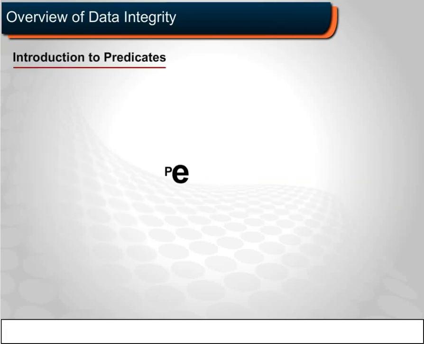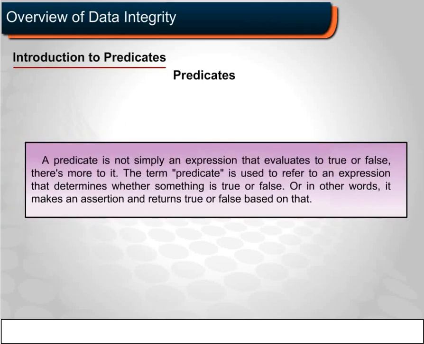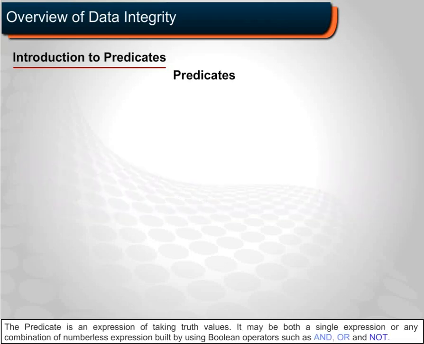Introduction to predicates. Predicates. A predicate is not simply an expression that evaluates to true or false. There is more to it. The term predicate is used to refer to an expression that determines whether something is true or false, or in other words, it makes an assertion and returns true or false based on that.